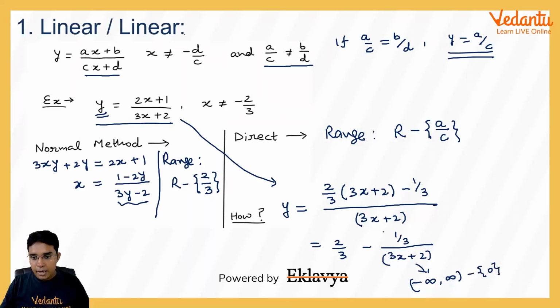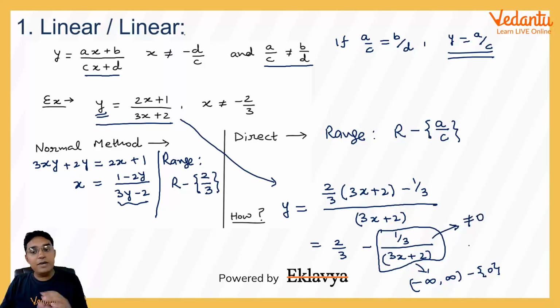Then if you put all these values here, this expression (1 by 3) whole divided by (3x plus 2) can never become equal to 0, because whatever large value you put in the denominator, 1 by 3 is a non-zero constant, so you will always get a very small value but never equal to 0. So if it is never 0, y can never take the value 2 by 3. That is the reason for any linear upon linear function you can think of.